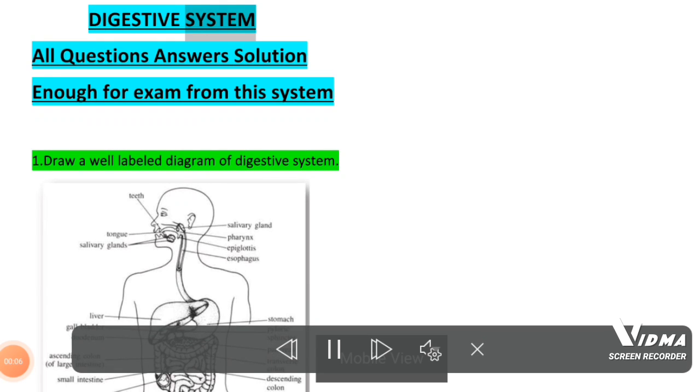Digestive system. All questions and answers. Enough for the exam from this system.